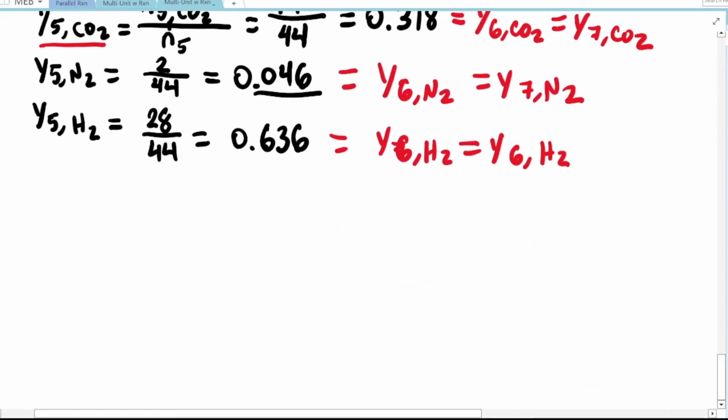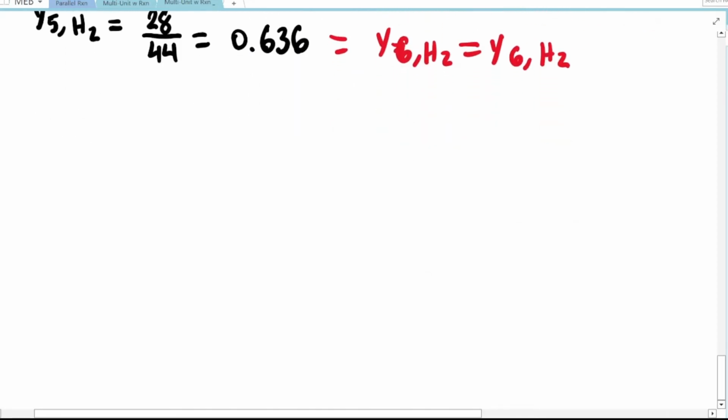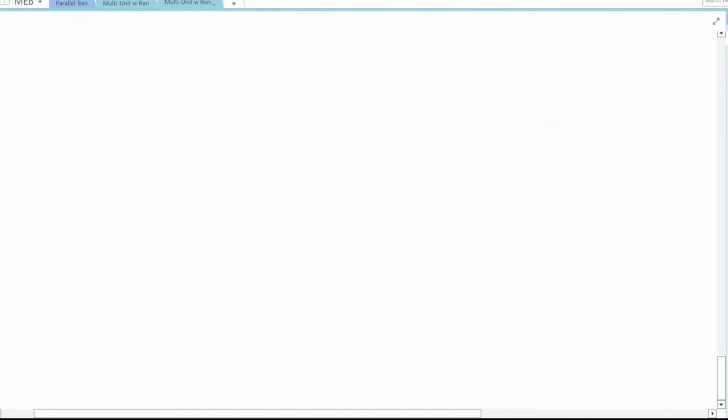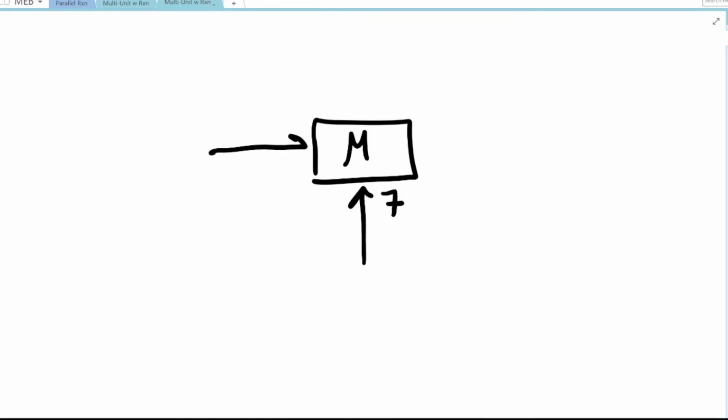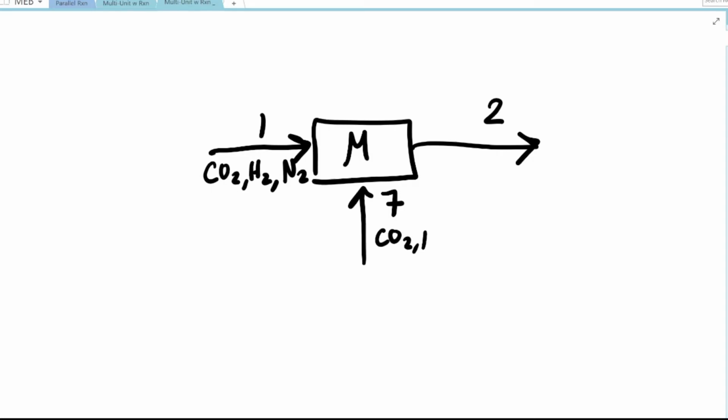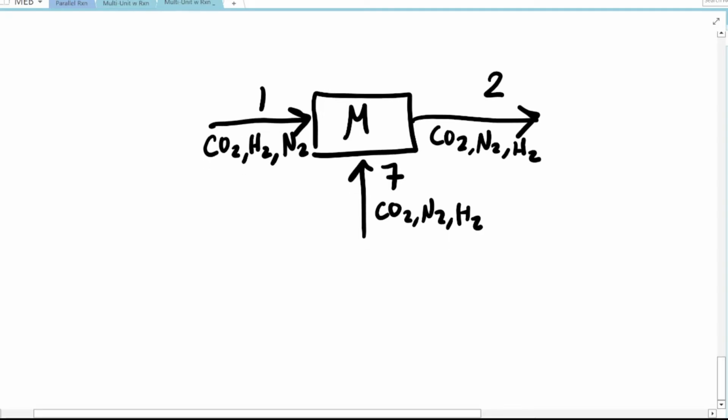And with the mixing unit, since that's the final unit, we'll have to work there to figure out the rest of my unknowns. So with the mixer, we've got stream 7, stream 1, and stream 2. Now, like everything else we've seen, we've got a lot of CO2, N2, and H2 in these different streams.